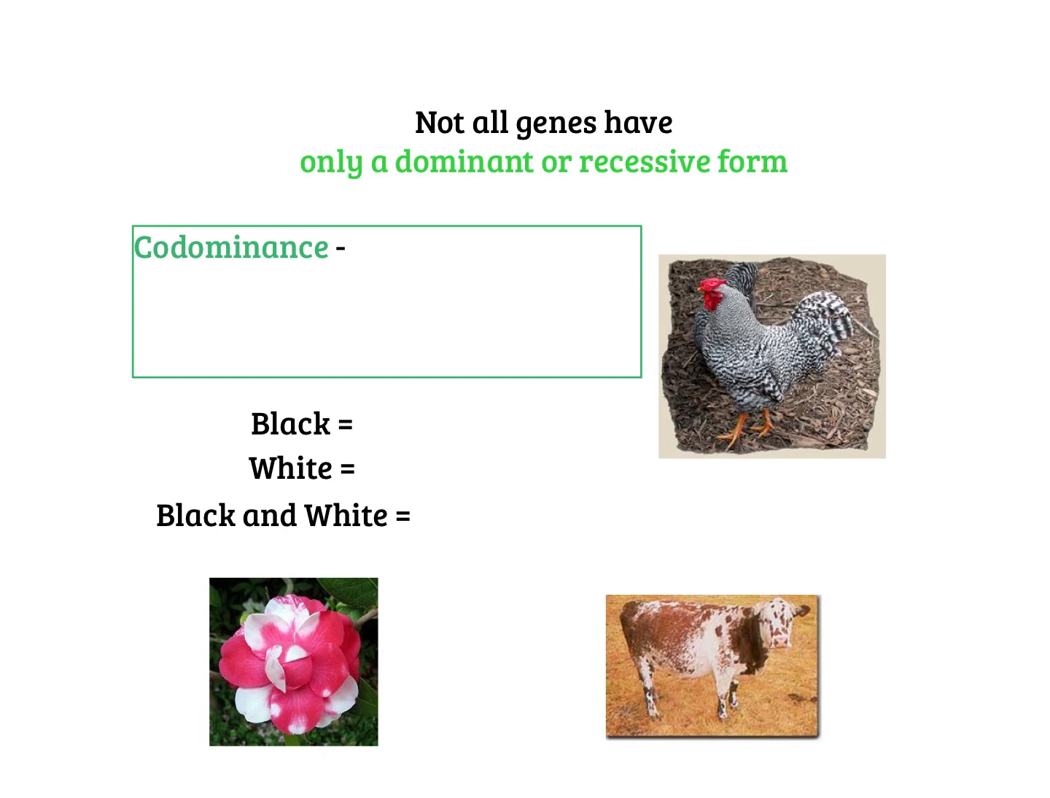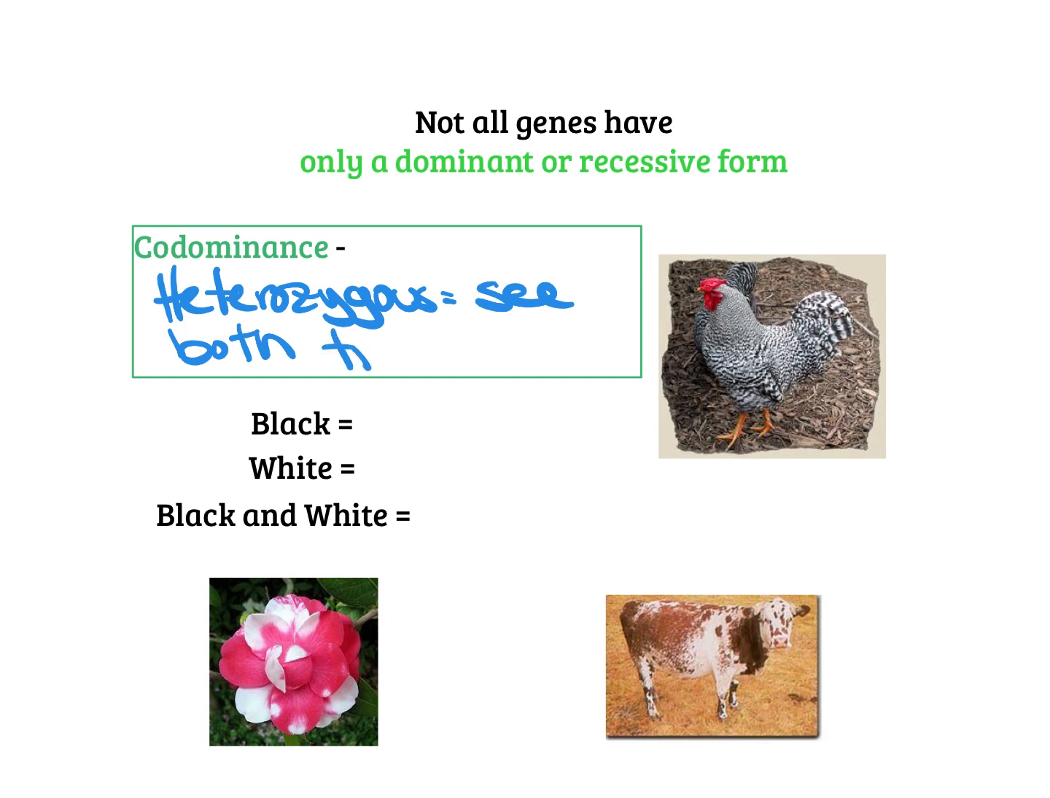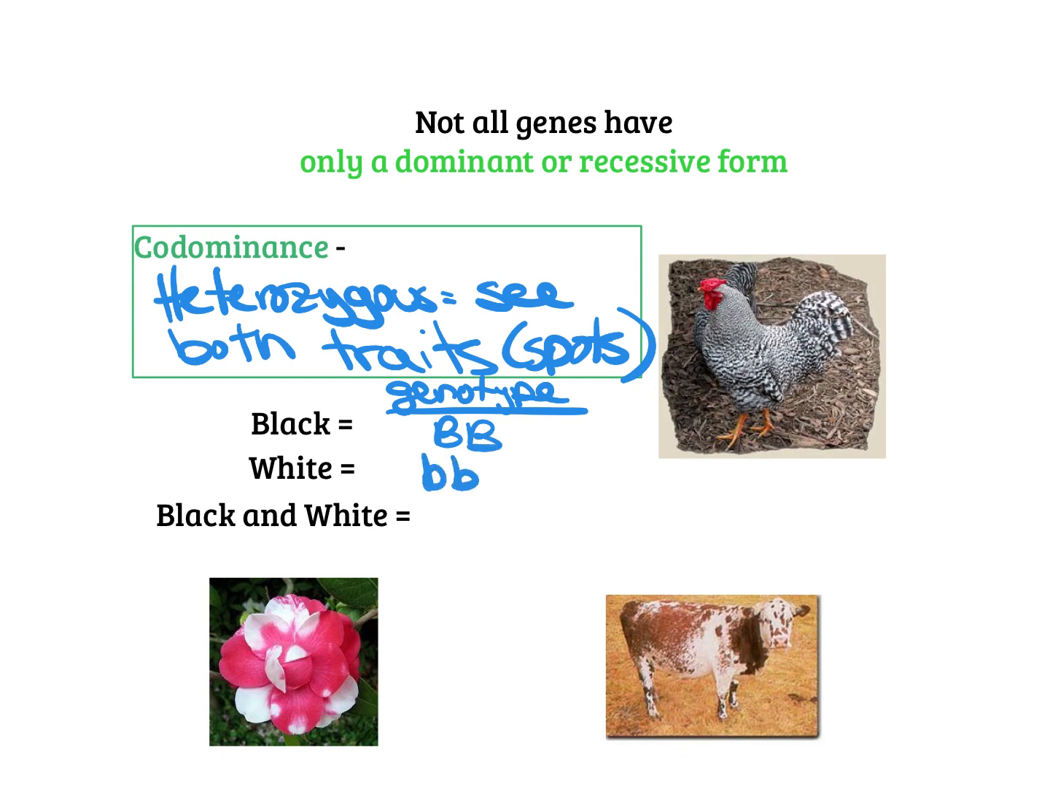For codominance, the heterozygous is when you see both traits at the same time in like spots or speckles or stripes. So an example would be spots. So if I say black has a genotype of big B, white is little b, the heterozygous would be big B, little b, and we would see both black and white. So codominance, think of it this way.